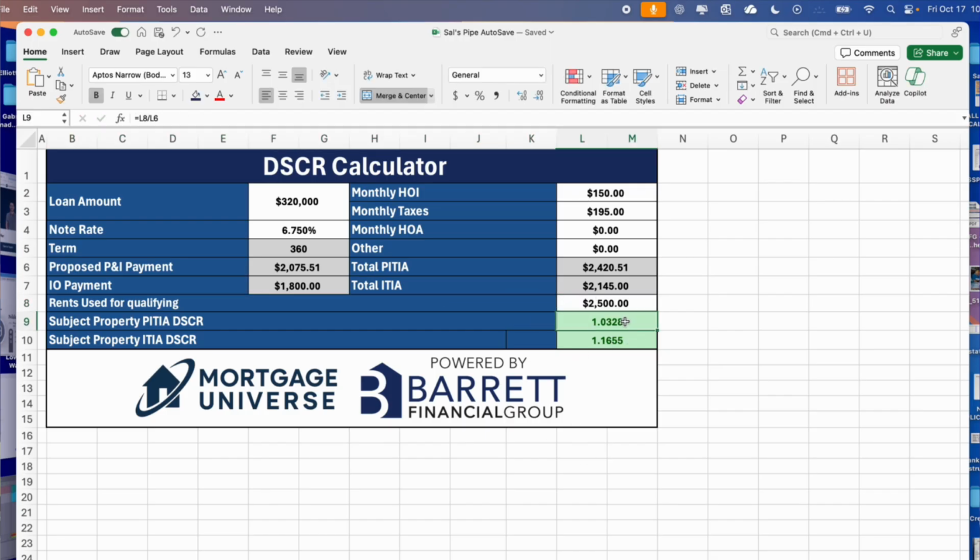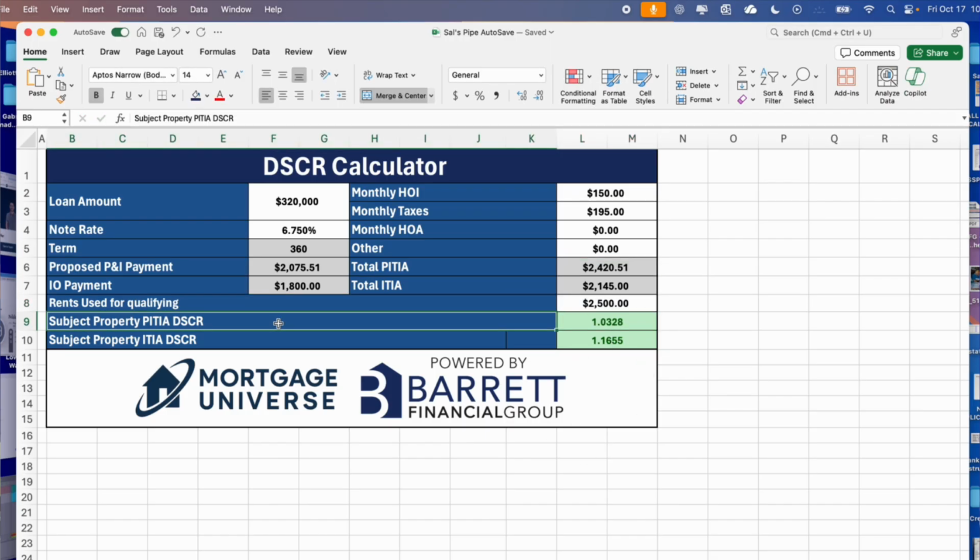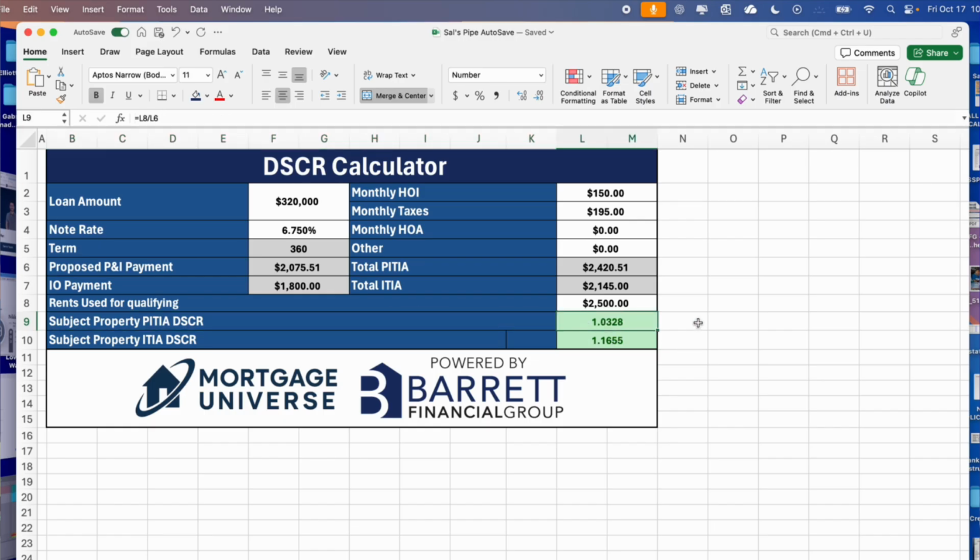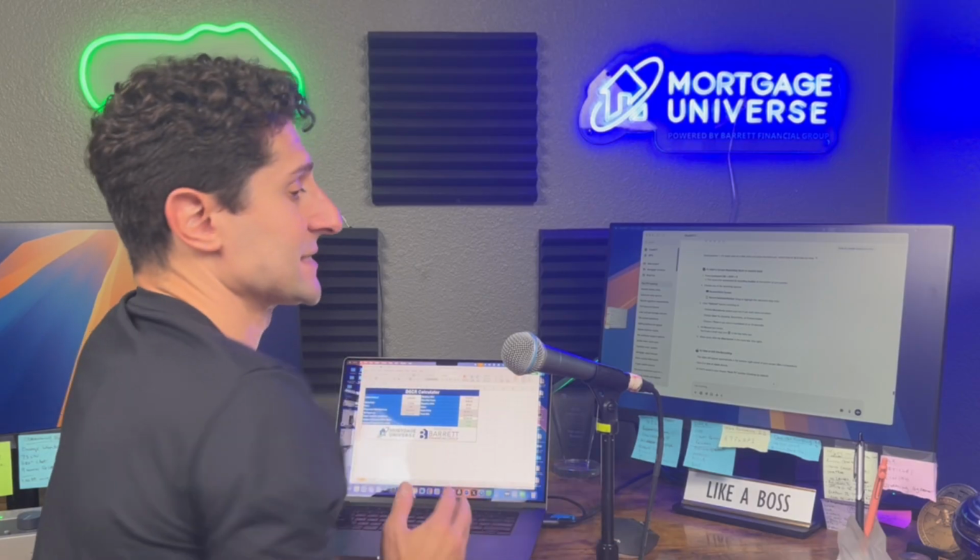So that put us just above 1 on a DSCR. We're right at ratio, slightly better, which is great. That means that the loan is approved. It's as simple as that. She has good credit, she has the assets, the property cash flows. It's done. So now all we have to do is close. We close on the 29th, and that's it. It's as simple as that.